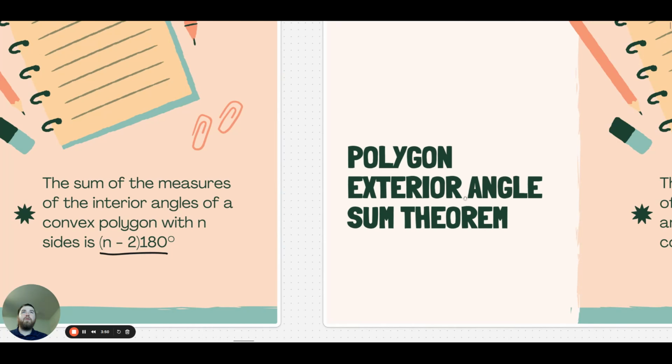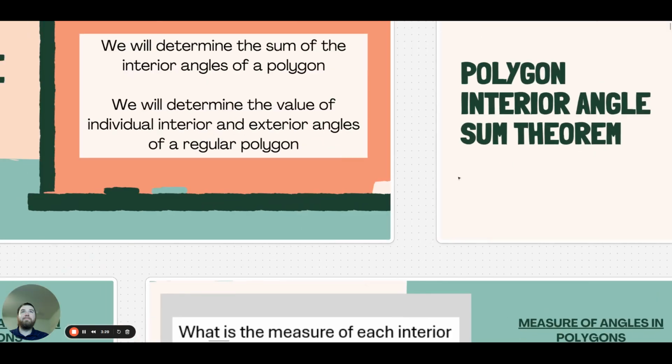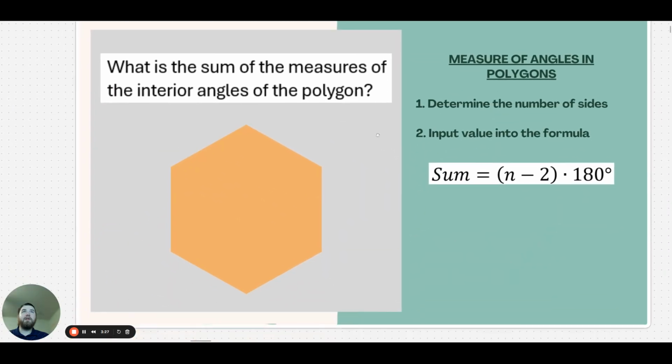And then the other thing that we have here is the polygon exterior angle sum theorem. And so this one, there's no formula or anything needed. All it says is that in a convex polygon, they're all going to add up to 360. So that's all that is. I think that that's pretty cool. That works for every polygon that's a convex polygon. All right, let's take a look at some examples here.